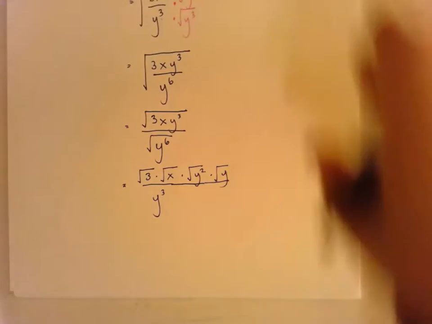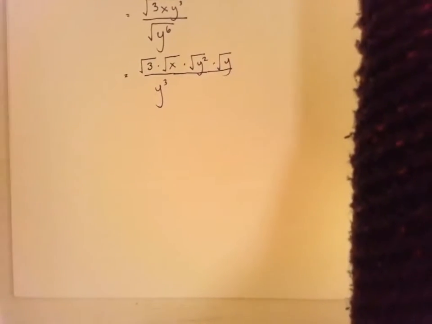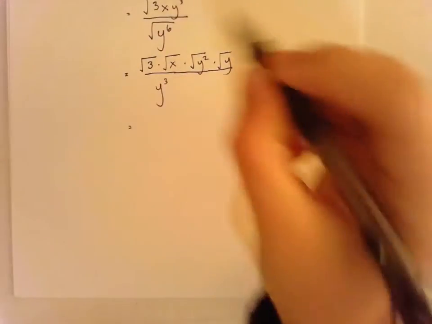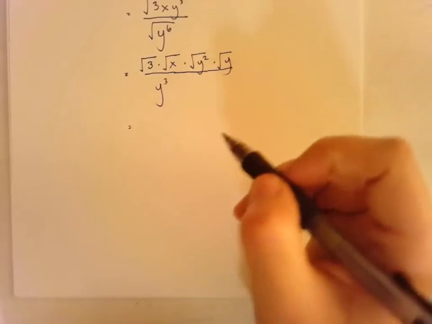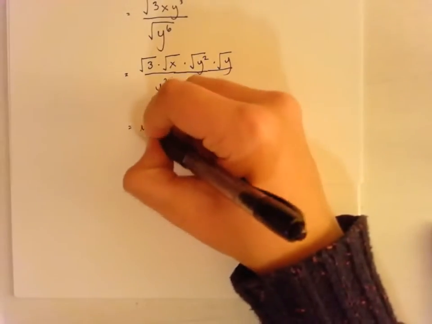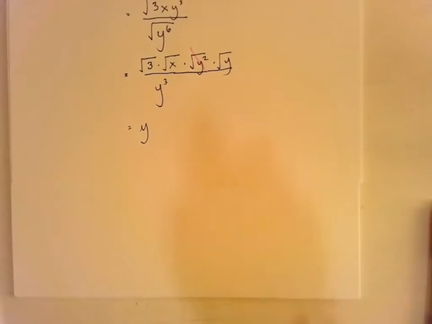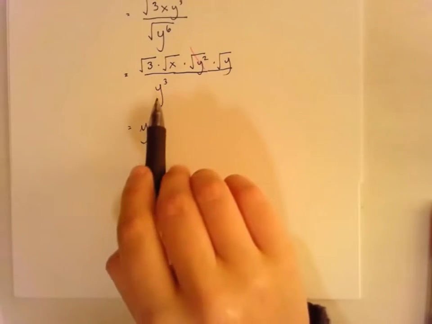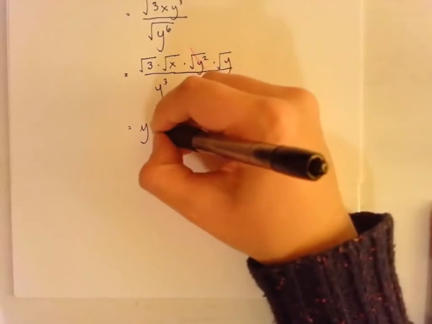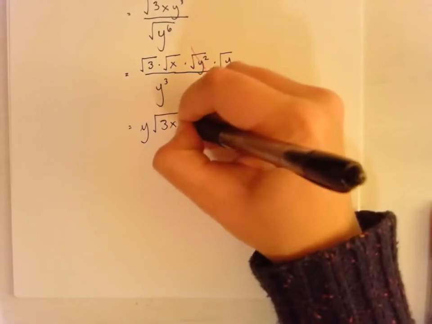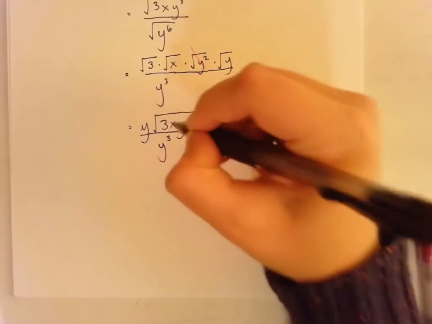What I can do now is take the square root of y squared, which gets me just y, and I can put that on the outside. And I cross it out, and that's the only part of my numerator that can simplify. And now I have 3xy that I still have to write in the radical. So I'm going to write that, 3xy, all over y to the 3rd.